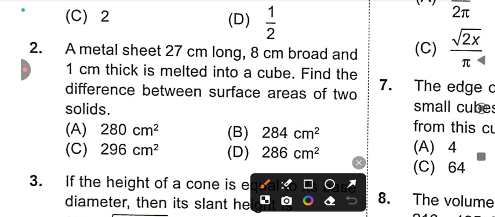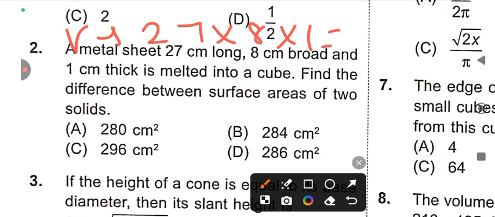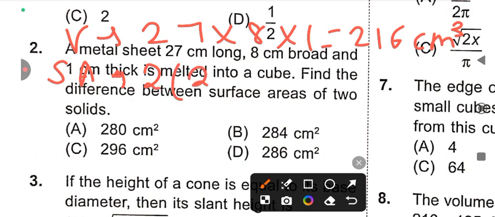So from here we know that the volume of this metal sheet would be 27 into 8 into 1, which is equal to 216 centimeter cube. Now we can find the surface area of the metal sheet. What would that be? That would be 2 into (27 into 8 plus 8 into 1 plus 1 into 27).